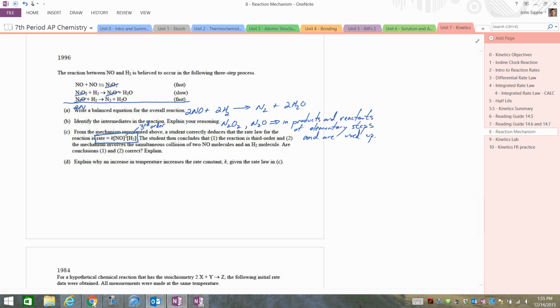Explain. Okay, so number one, I want to show you where that rate law is coming from, like where they're drawing that rate law from just from looking at the equations. What I'm going to do is highlight the slow step and any reaction above it, because those are the steps that are going to be involved in the rate law that we're going to write. Okay?